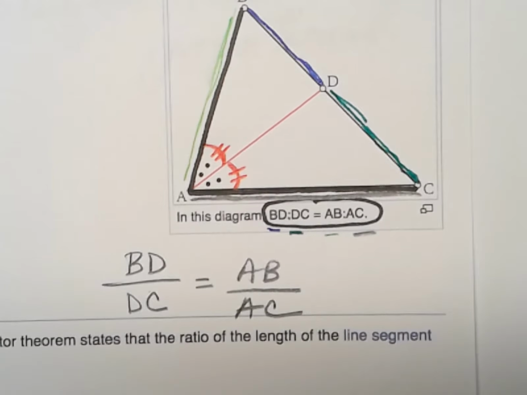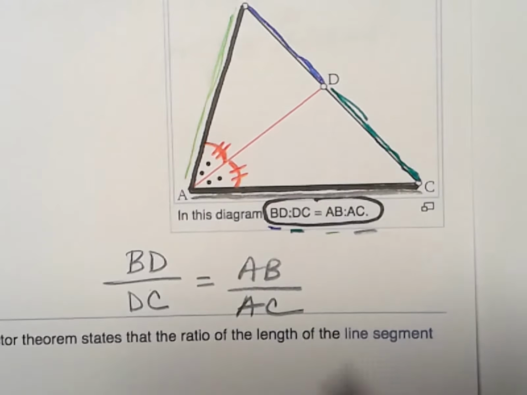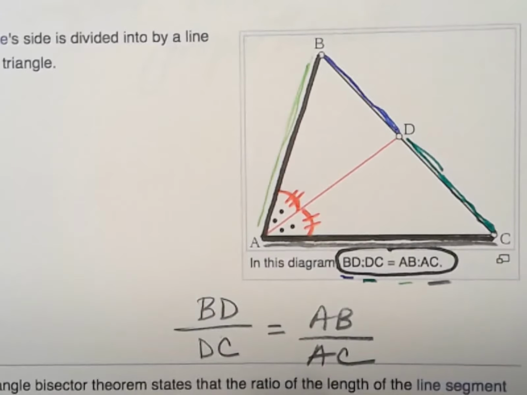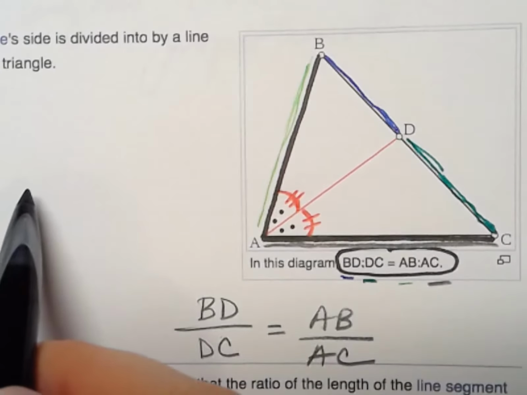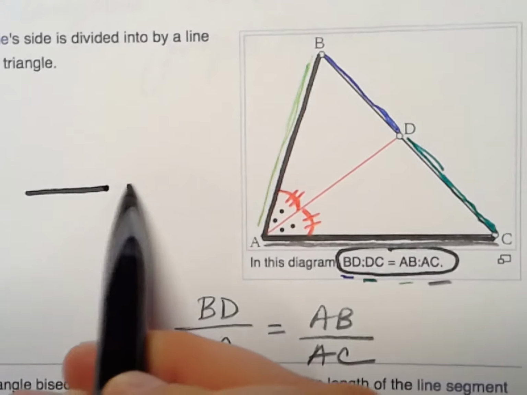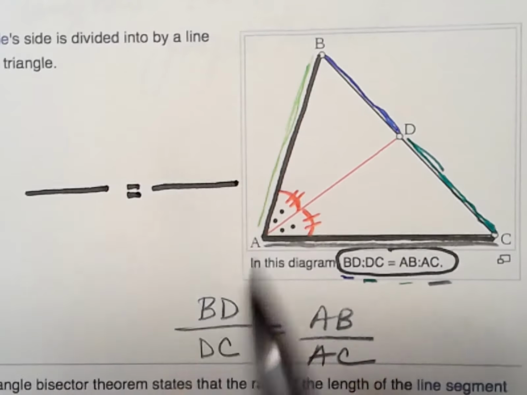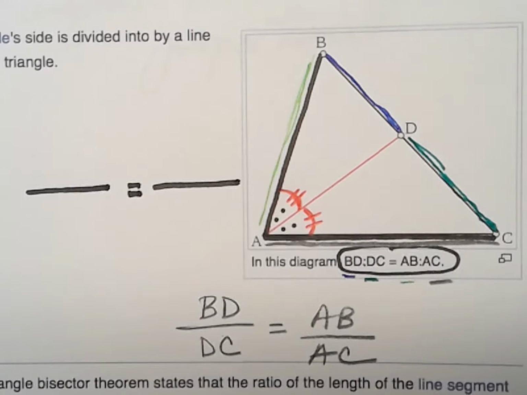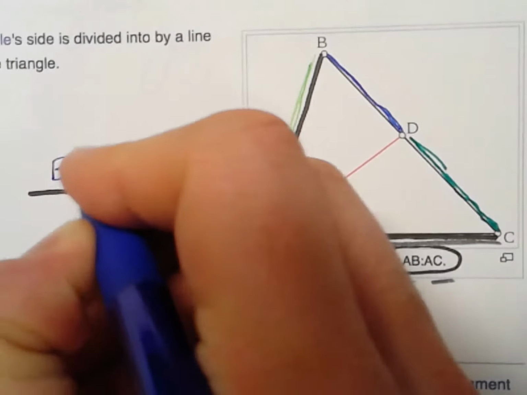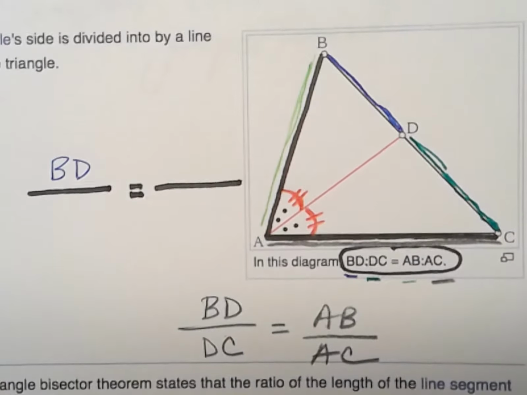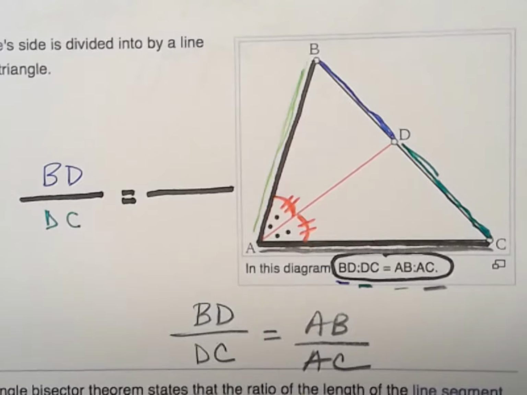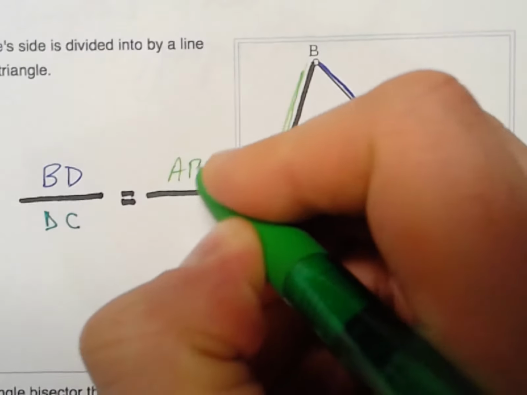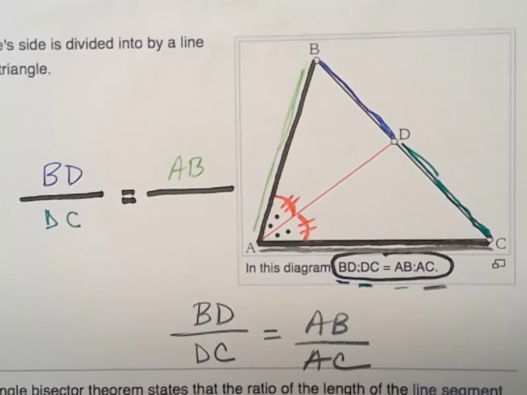And so if we were to do this with the colors, we could set this up. Let me just write these in darker. So fraction equals fraction. BD is the blue. DC is the green. AB is the bright green. And AC is the pencil.